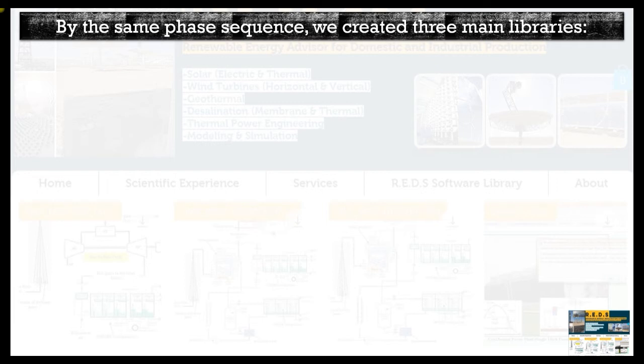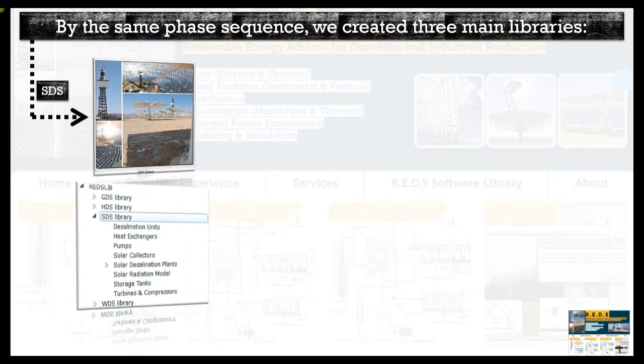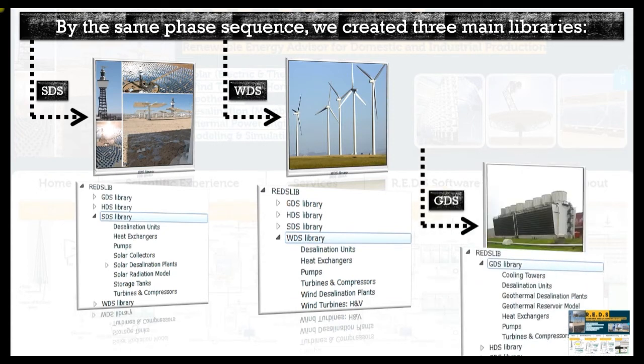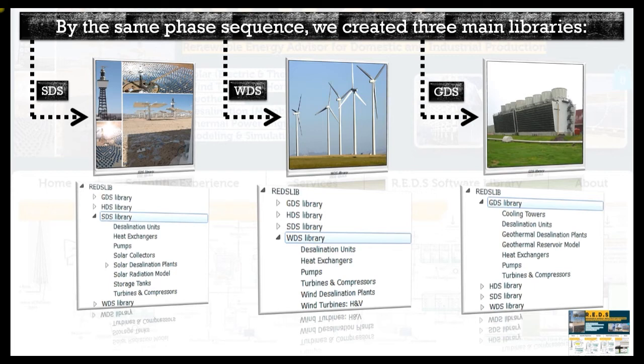By the same phase sequence, we created 3 main libraries. Solar desalination systems contain desalination units, heat exchangers, solar collectors, solar plants, solar radiation models, and so on. And we have wind turbine units, for horizontal axis wind turbines and vertical axis wind turbines. And we have geothermal desalination energy. Of course, we have dry saturated plant, flashing plant, and binary cycle plant.